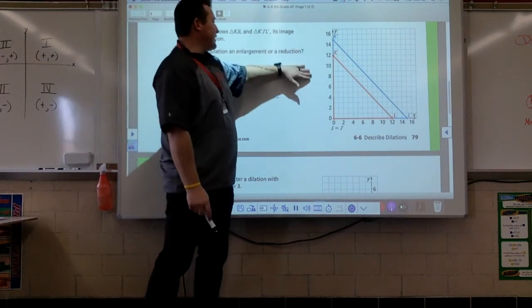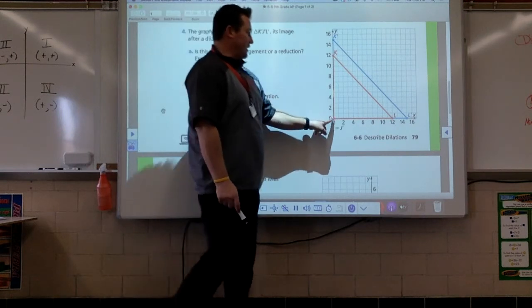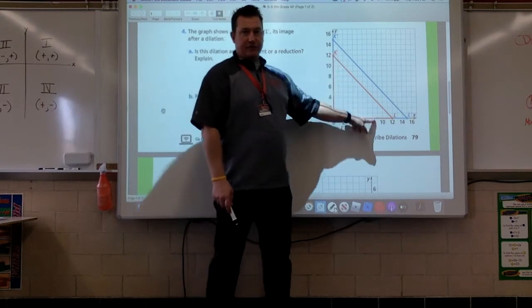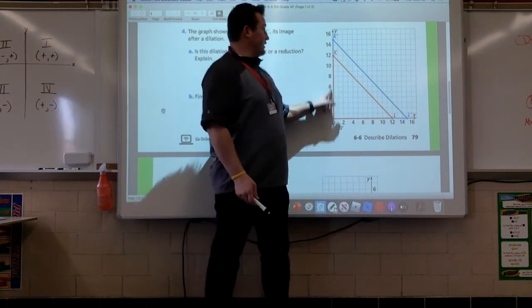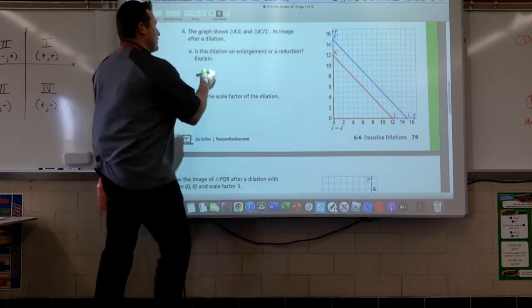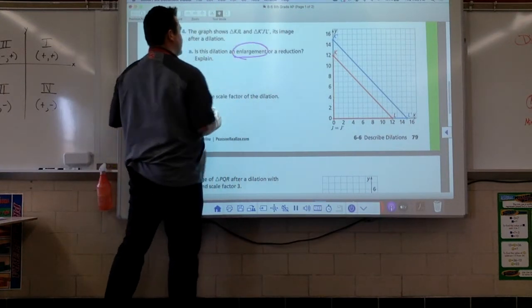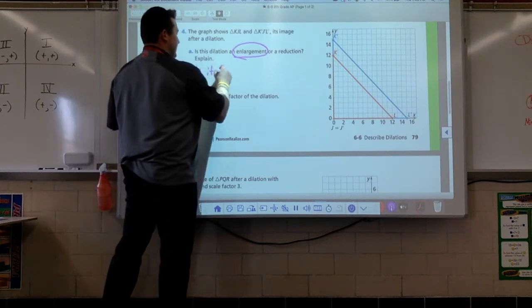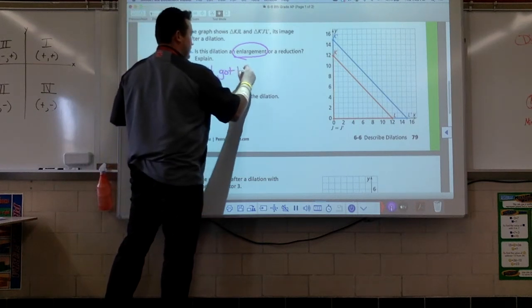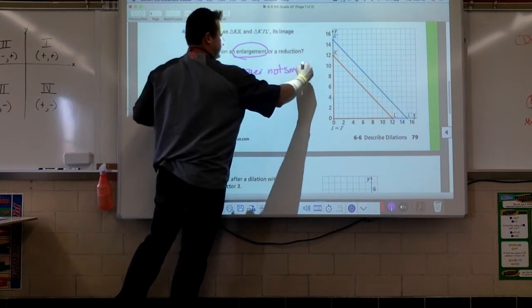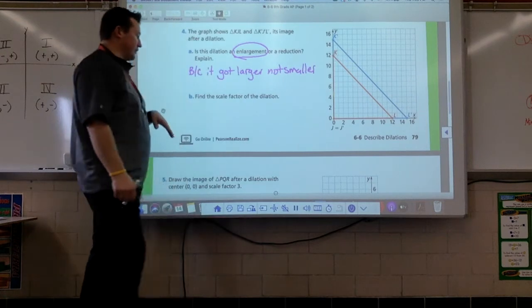Is this an enlargement or a reduction? Again, the original figure is the red one, and the new figure is the blue one. Did it get bigger? Did it get smaller? Well, it got larger, so we would say that's an enlargement, because it got larger, not smaller. A reduction would be getting smaller.